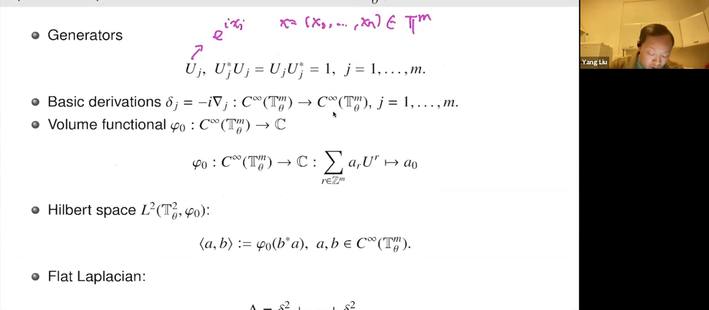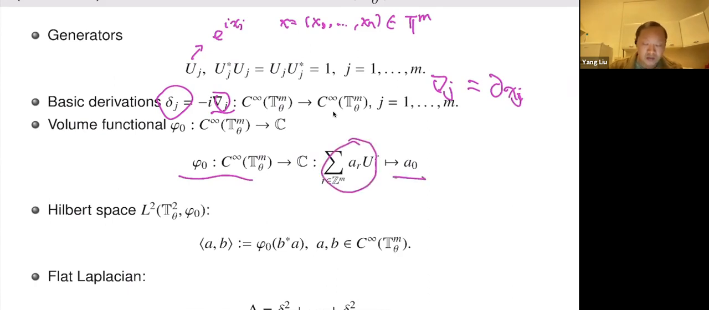Then you have these basic derivations. Sometimes I use this notation: for the classical notation we use delta, but here I use nabla. This nabla j is the partial derivative, partial in xj, compared to the classical notation. And this phi zero is the canonical trace, taking the constant term in the Fourier expansion. This corresponds to the Lebesgue measure on the usual M torus.